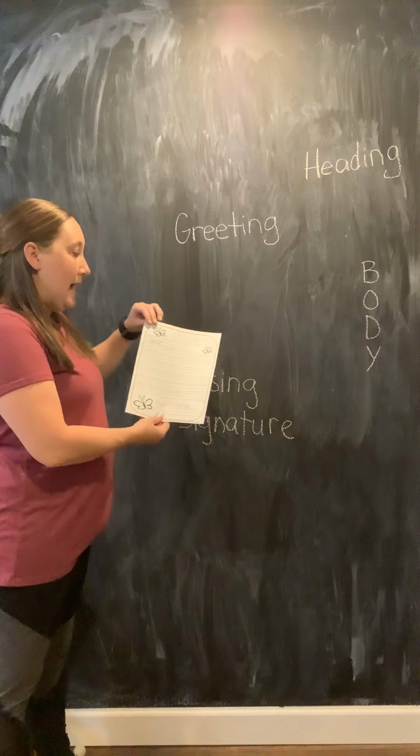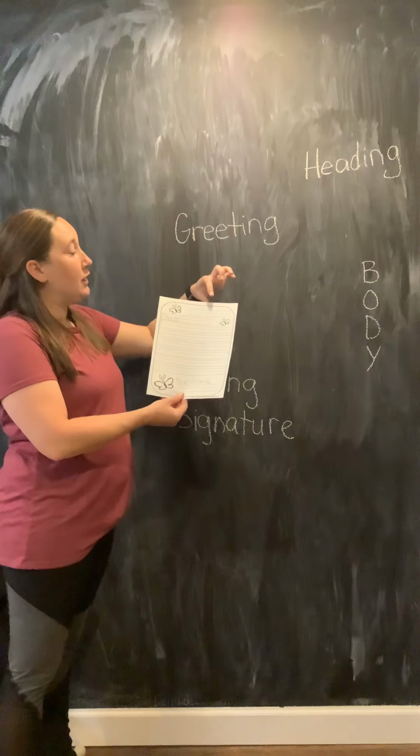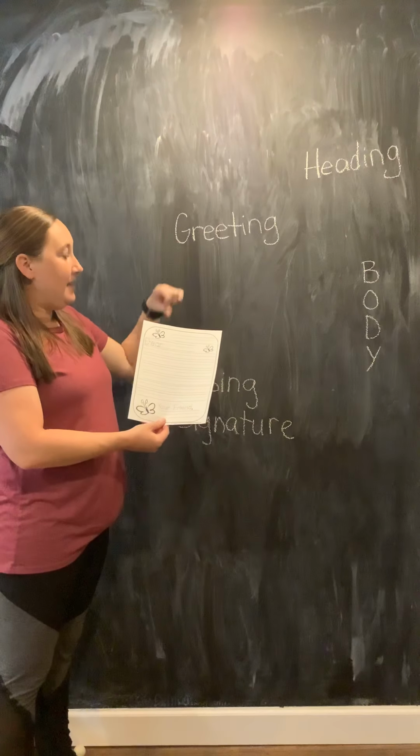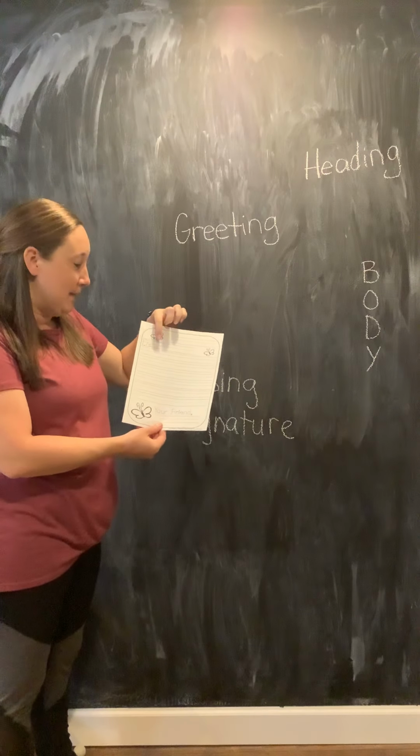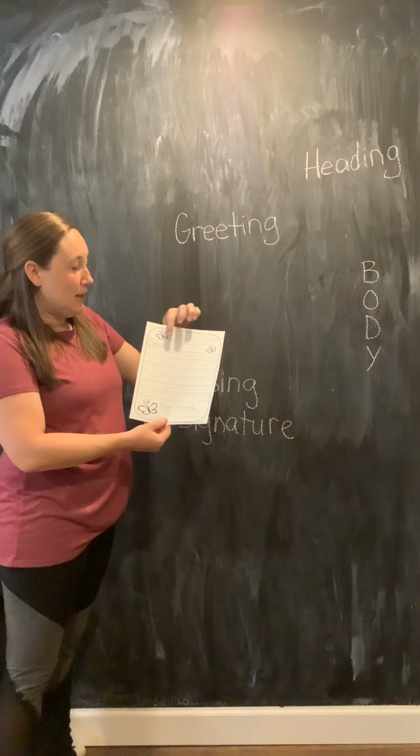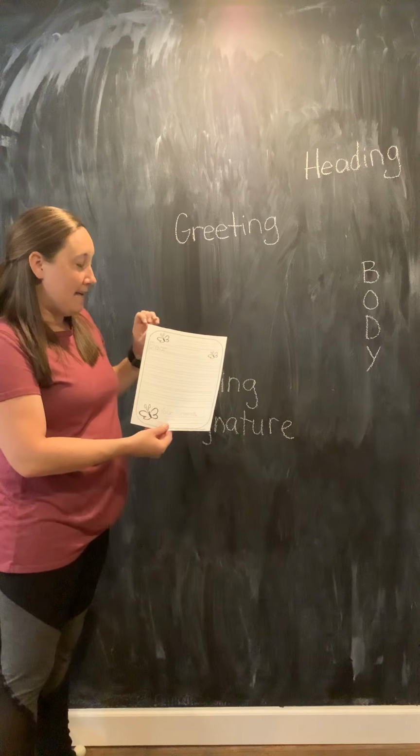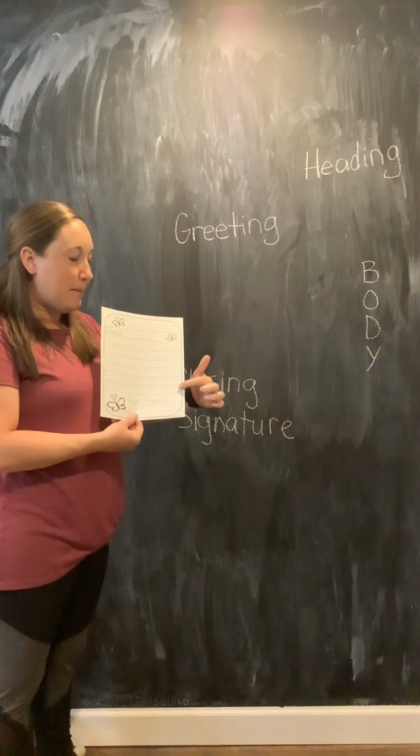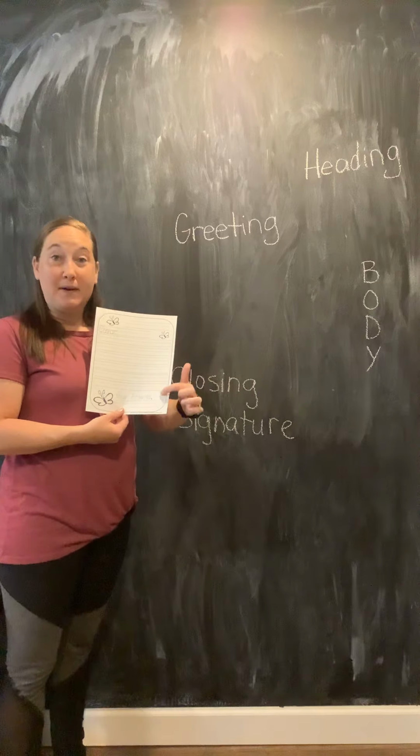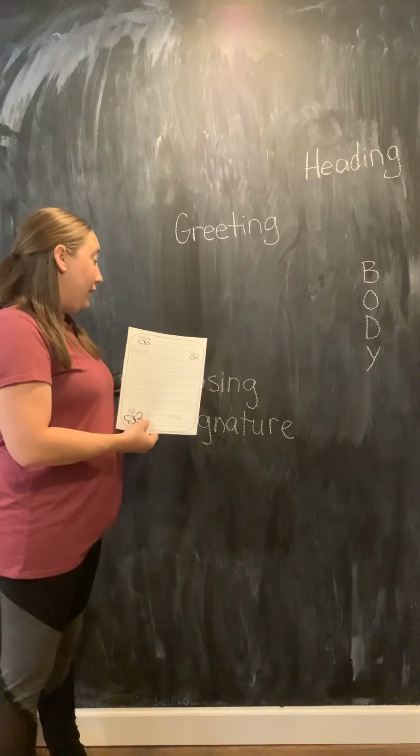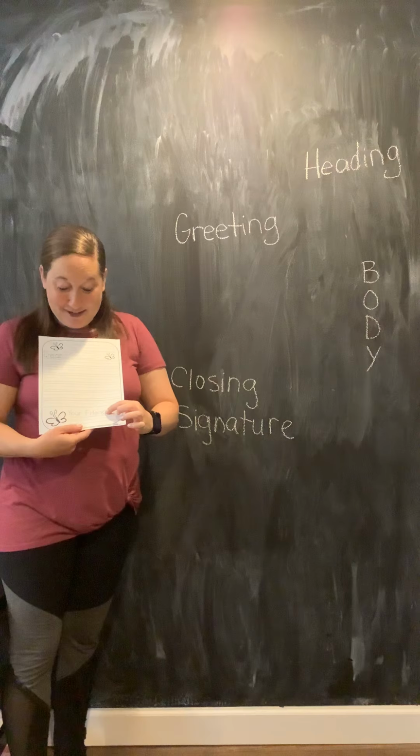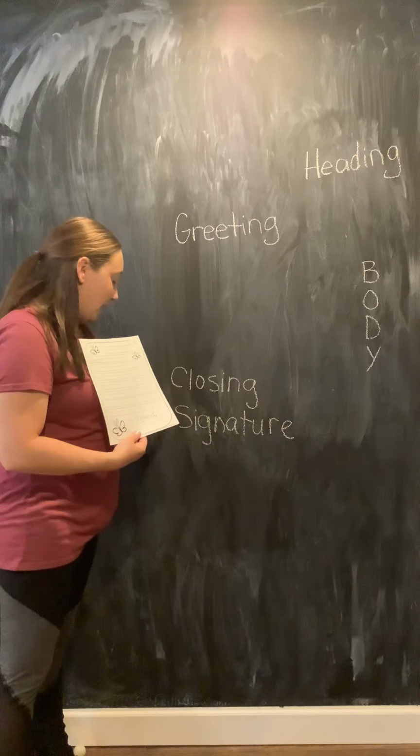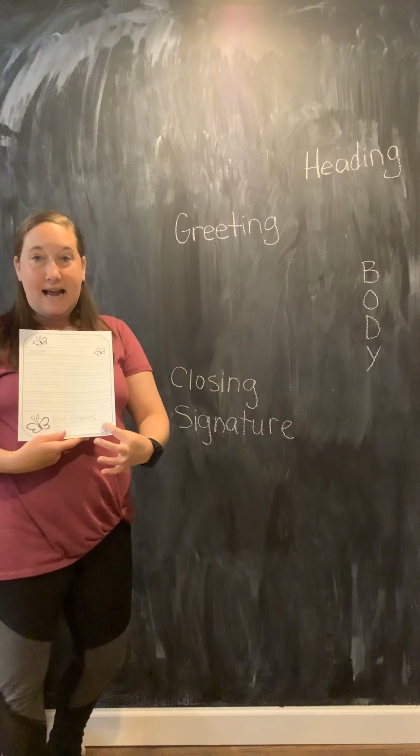So in your letter that you're going to write to someone in your family, you're going to start with the heading, which is the date. The greeting is to tell who the letter is to. Dear mom, dear sister, dear grandpa. The body is the big part. This is where you're going to tell that person in your family why they're important to you. Your closing is already written for you today. You just get to trace it, your friend. And then your signature down here is where you sign your first and last name.